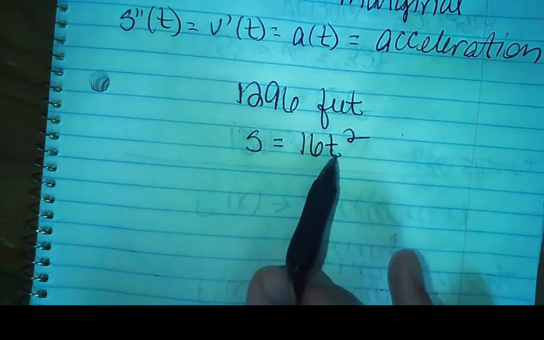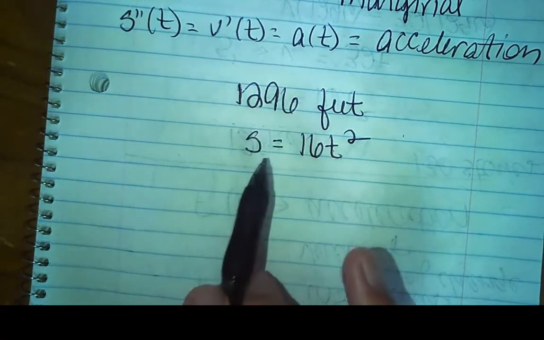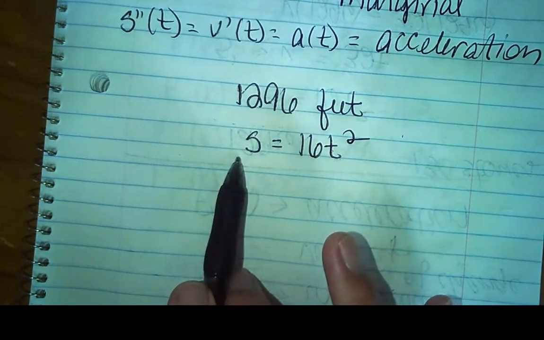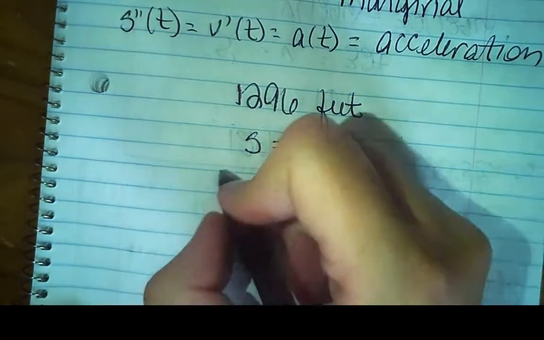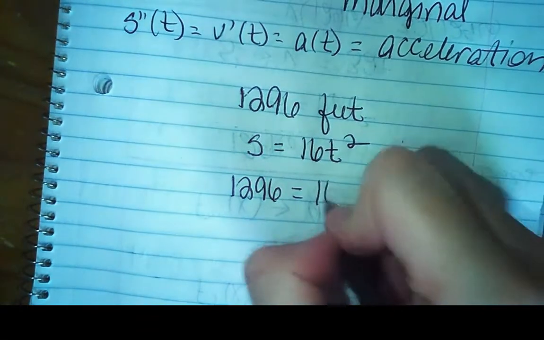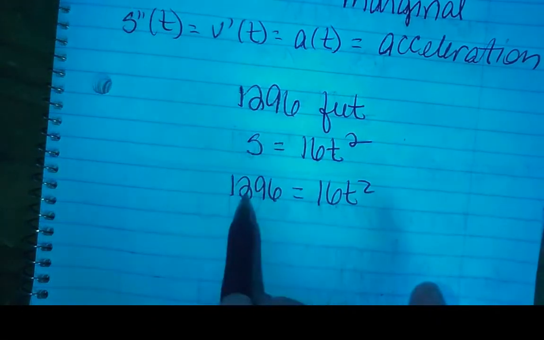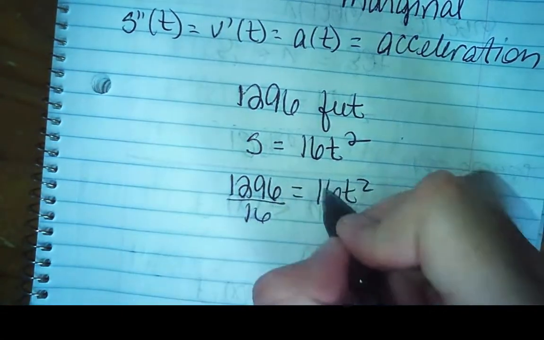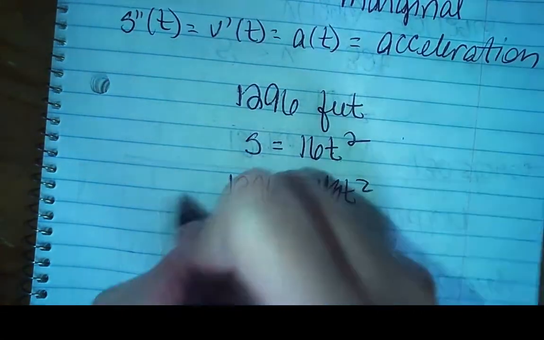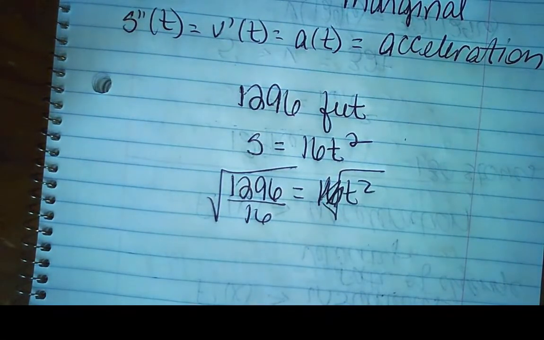Well, remember, we're measuring this in terms of time. So I want to know what my position is at a certain time. So I need to know, at 1,296 feet, how did I get there? So I'm going to divide both sides by 16, and then I'm going to take the square root of both sides. So the square root of 1296.